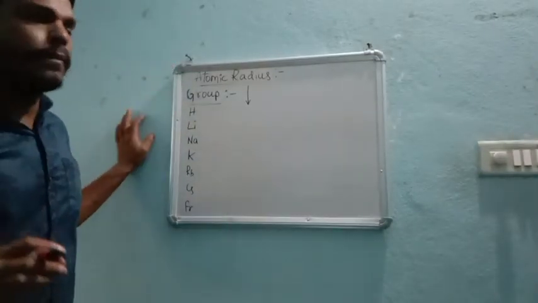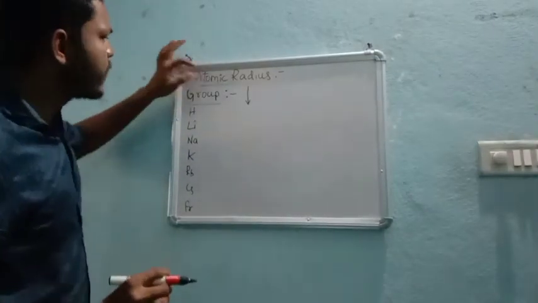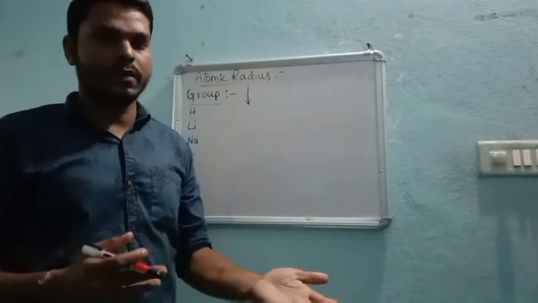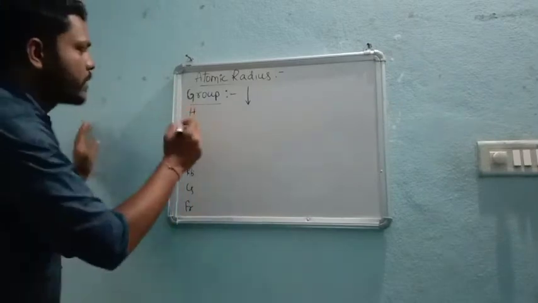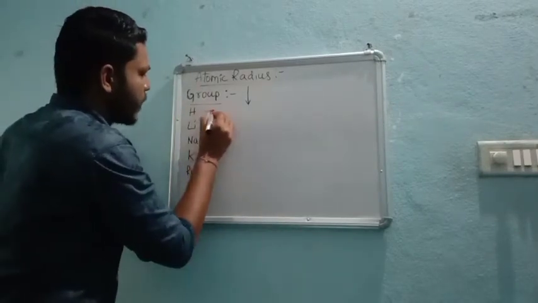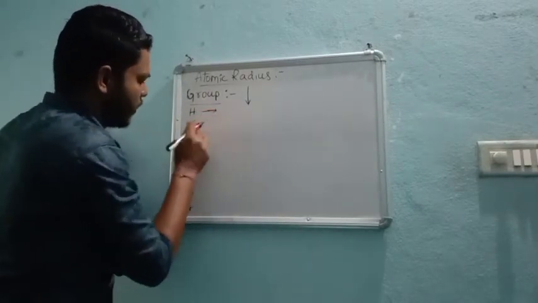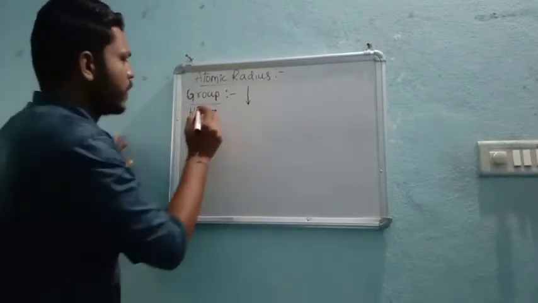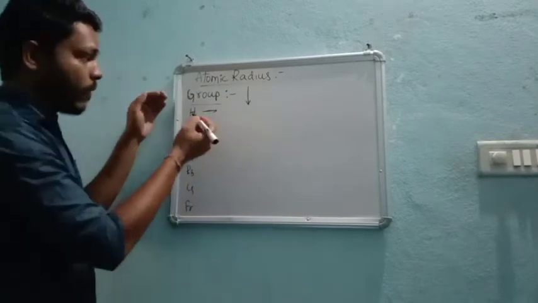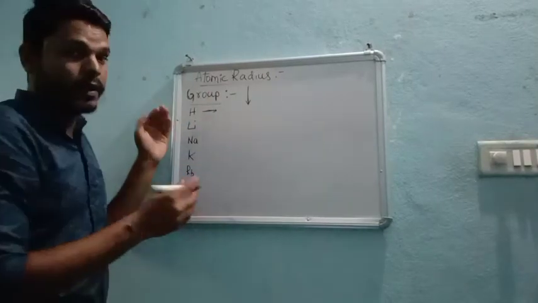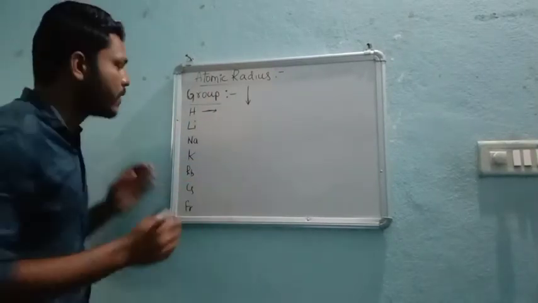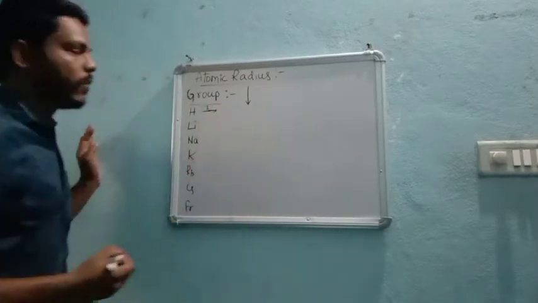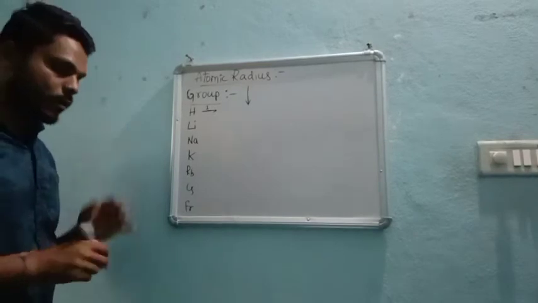So we will see in the group whether the size of the element increases or decreases. First we will see with hydrogen. I will take only 3 examples. After 3, we will come to know whether, while moving from top to bottom, the size is increasing or decreasing. In case of hydrogen we have only one electron, that means the atomic number is 1.